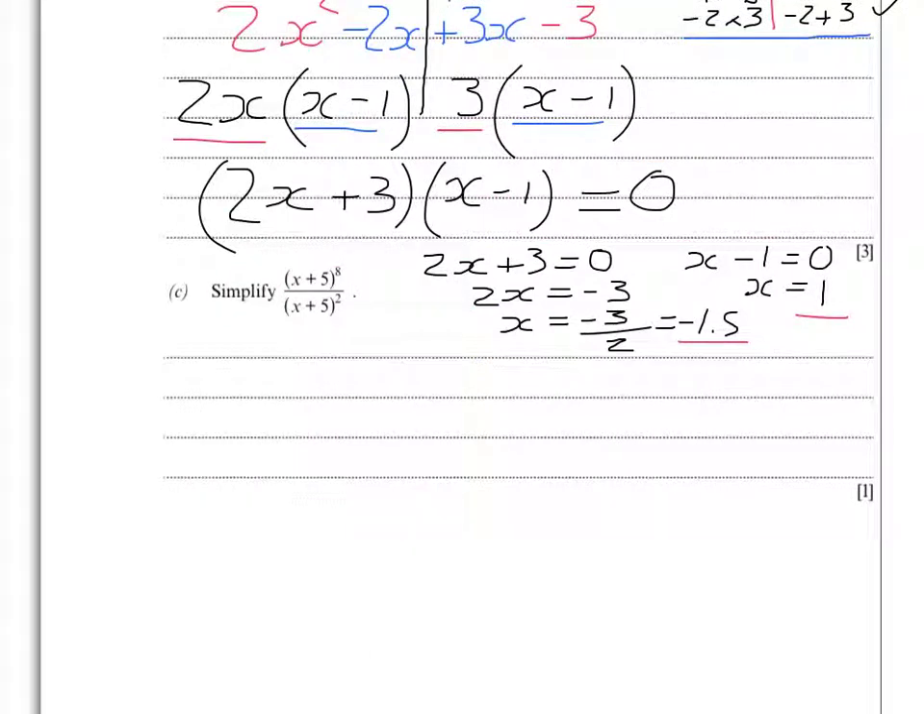Now for the last part, it's only worth 1 mark, so nothing too complicated. We've got x plus 5 to the power of 8 over x plus 5 to the power of 2. We know that when we divide our powers, we subtract them. So the x plus 5 part stays the same, but the 8 subtract the 2 leaves us with a power of 6. Quite straightforward, just remembering that when you divide the powers of two expressions that are the same, you just subtract the powers. So 8 minus 2 gives us 6.